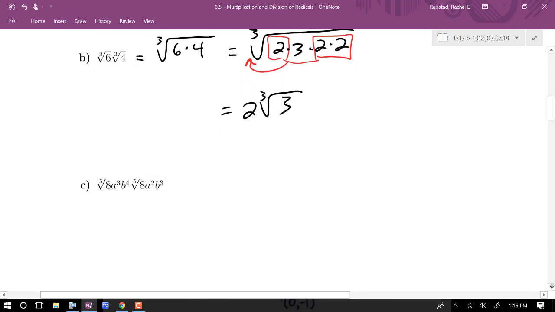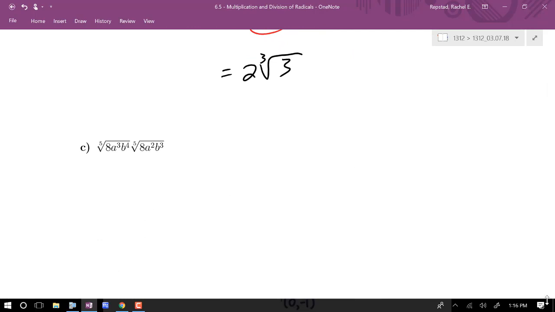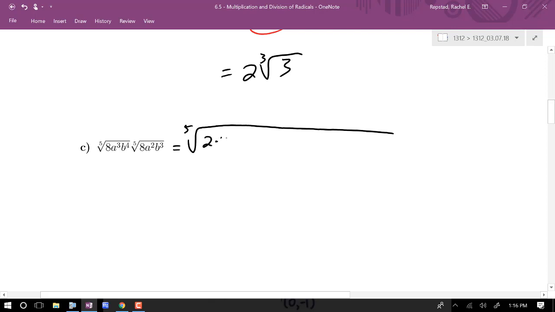Let's do another one. These are fifth roots, and you'll notice each of the individual roots are simplified. There's no groups of 5 of the same factor in either of these individually. So let's see what we get. 8 is 2 times 2 times, you know what? Let me do this. 2 cubed. And then we have a cubed b to the 4th times 8 again, so another 2 cubed times a squared times b cubed.